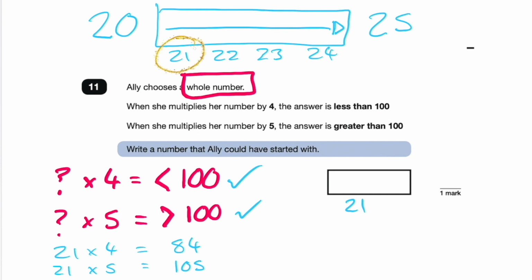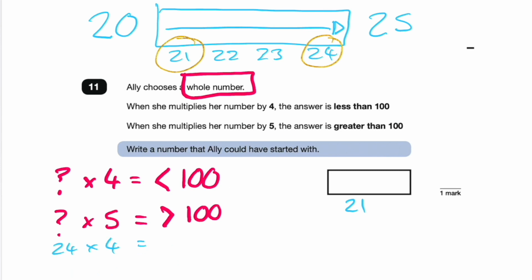Let's check. So we know 21 works. Let's check the other extreme. Let's try 24. 24 times 4 equals 96. That's good. That's less than 100. 24 times 5 equals 120. That's good. That's greater than 100. So 24 would work too. Therefore, we know everything between 21 and 24 would work. So we could have any of these four numbers, 21, 22, 23, or 24. The trick to this is to use a bit of trial and error. Start with a number that makes sense to you and then just go from there.